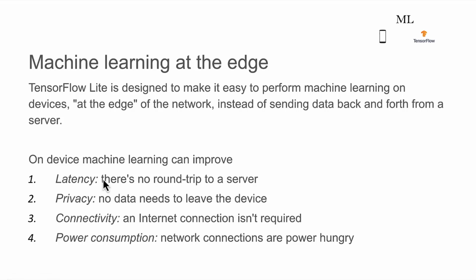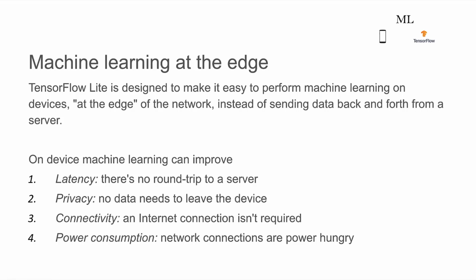And the first one is latency. By latency we mean the time needed to pass input to the model and get the output. As now our model is present in the application itself, we can quickly access it and get the output. So the latency of our application will be low, which means that we will get the results faster. Similarly, the second advantage is privacy. As there is no data which needs to leave the device, the privacy will be improved. And the next advantage is connectivity.